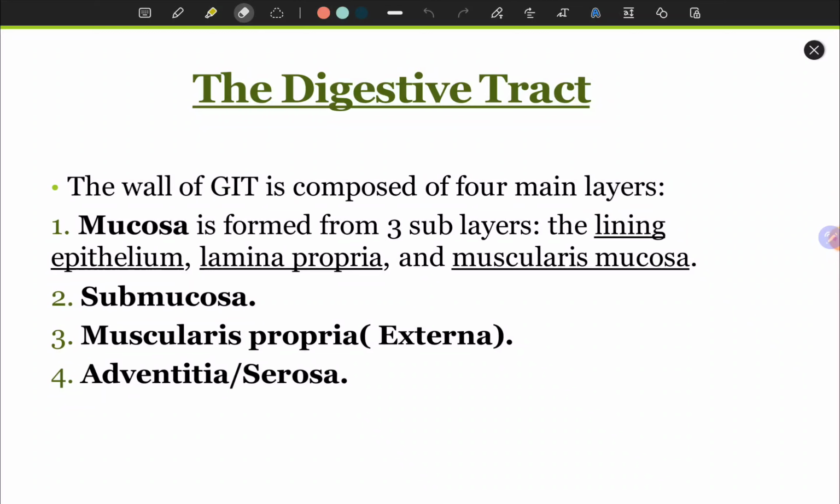When you hear externa, you know it is the external layer of muscle. So we have two layers of muscle: the inner layer is the muscularis mucosae, and the outer layer is the muscularis propria or muscularis externa. And lastly, the outer part of the tube is the adventitia or serosa. I will discuss with you the difference between adventitia and serosa.